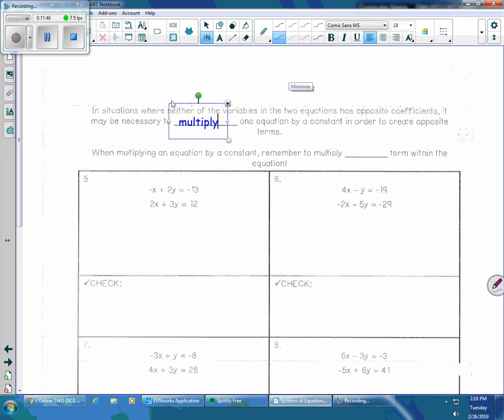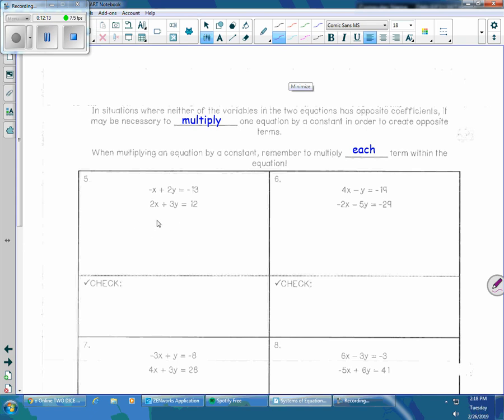So I might have to multiply the entire equation by something. Remember, when you have an equation, as long as whatever you're doing on one side of the equation is the same thing that you're doing on the other side of the equation, you haven't changed its value. When we're multiplying an equation by a constant, remember to multiply each of the terms. So everything has to get multiplied by something. And I'm going to encourage you to keep it simple.